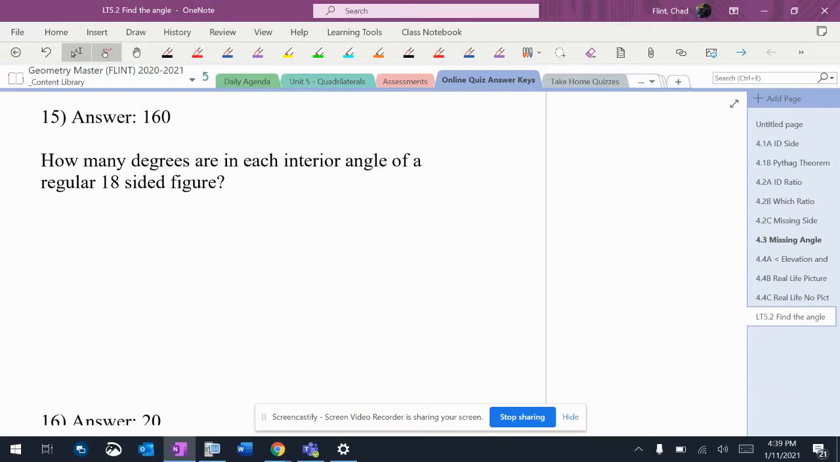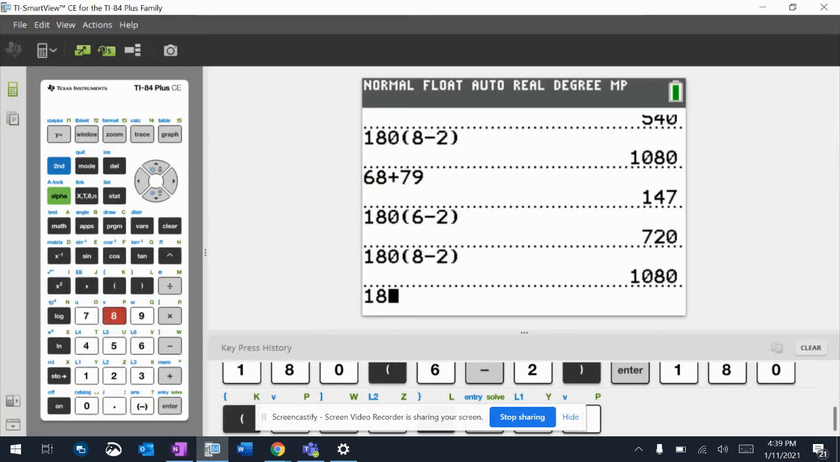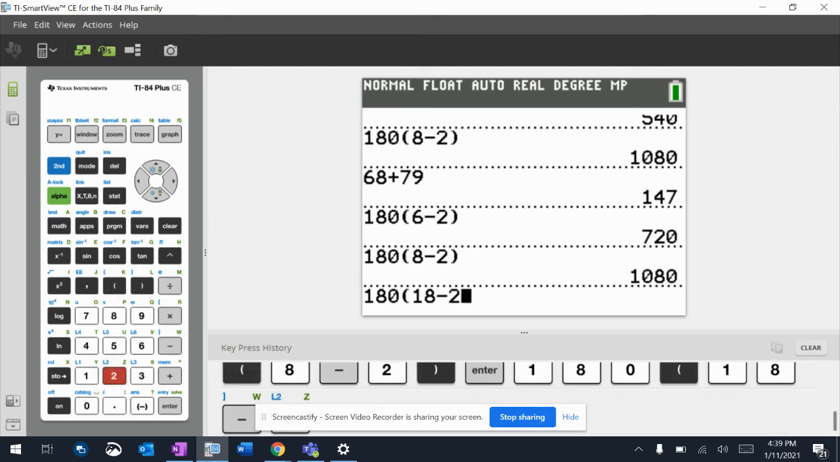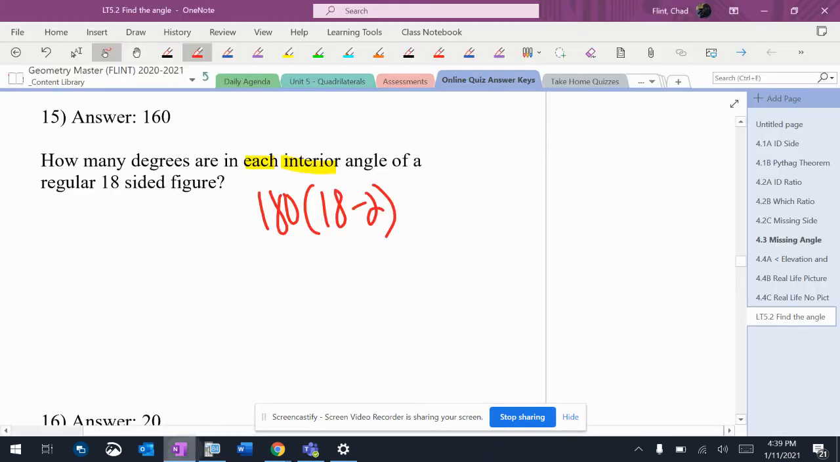How many degrees are in each interior angle of a regular 18-sided figure? So each interior angle. To get each interior angle, you need to know the total. So I'm going to do 180 times n, the number of sides, minus 2. So 180 times 18 minus 2 is 2880.